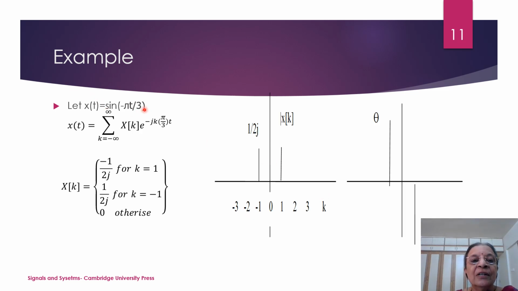Now, if we write minus t instead of t, then what will happen? The corresponding Fourier series coefficient magnitudes will remain the same. Only the phase will change: here the theta will be plus, and here it will become minus, and here the corresponding phase will become plus. So a phase change will take place.